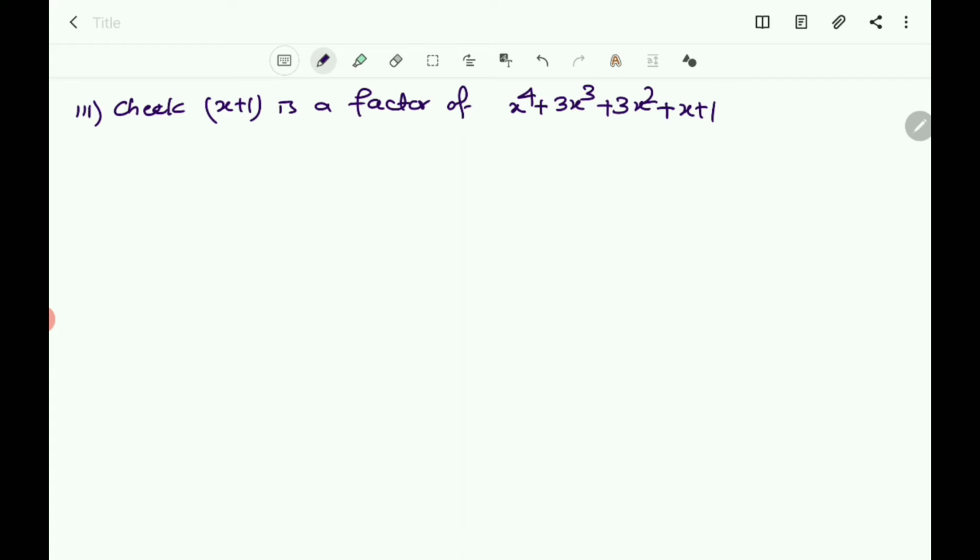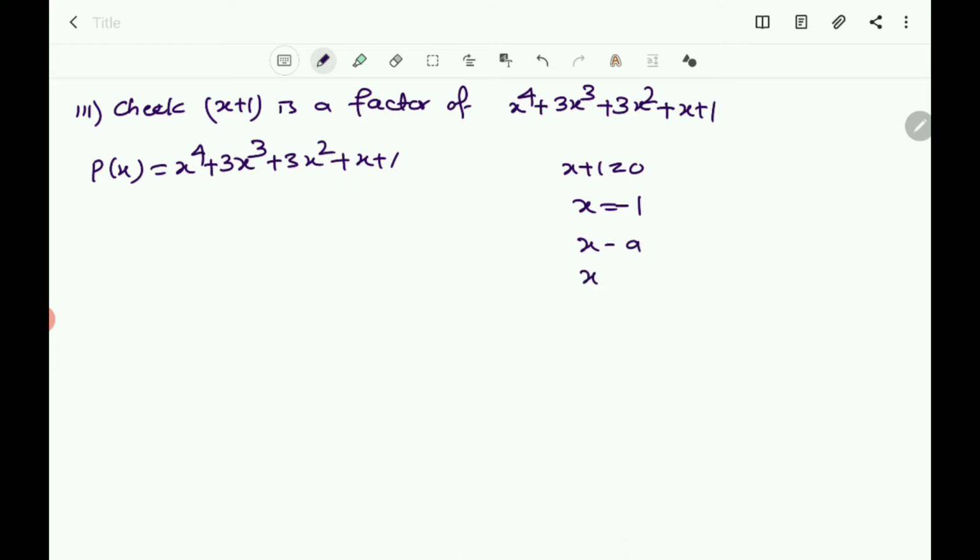So again here we take P of x equals x to the power of 4 plus 3x cube plus 3x square plus x plus 1. Same here, x plus 1 equals 0 means x is equal to minus 1. So x minus a means x minus of minus 1, and you have to find out P of minus 1 only. So you take P of minus 1 here.